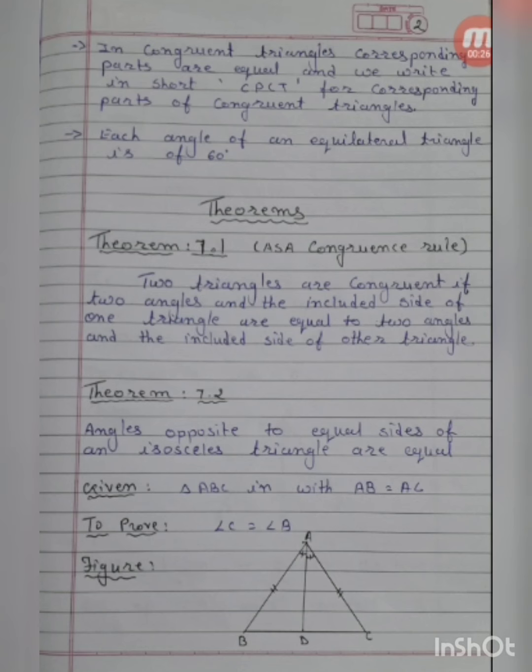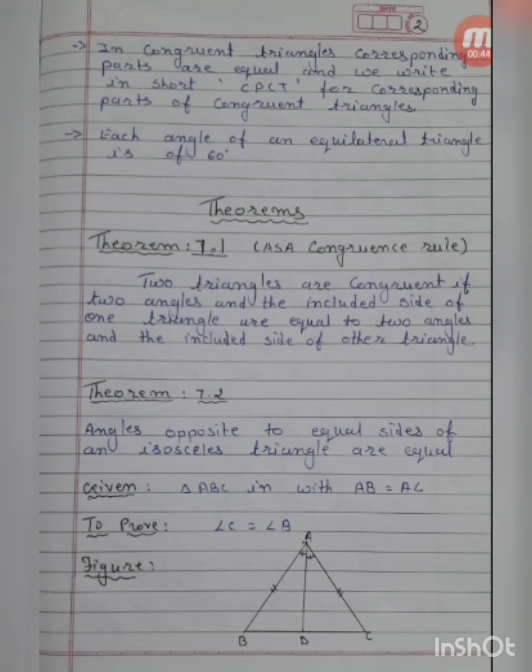Next, each angle of an equilateral triangle is 60 degrees. If the triangle is an equilateral triangle, meaning all sides are equal, then the angles are also equal. So each angle is 60 degrees. Here the important notes are completed. And now we start the theorems.